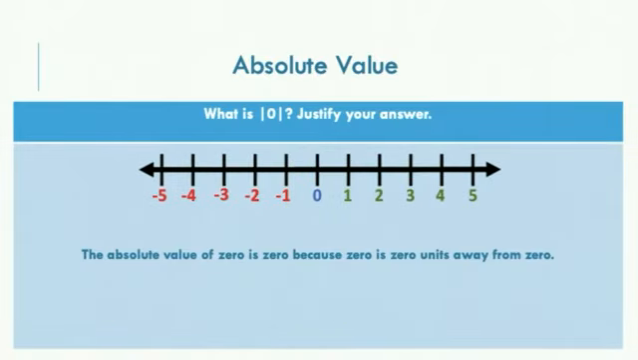So what is the absolute value of 0? And justify your answer. Well, here is where 0 is at. And if we wanted to figure out how many spaces 0 is from 0, we would count the units. And so 0 is 0 spaces away from 0. So the absolute value of 0 is 0.